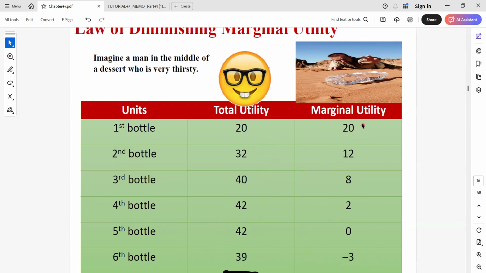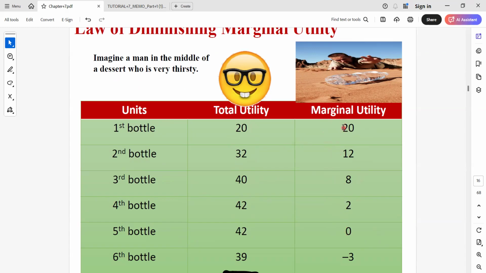And you can see the law of diminishing marginal utility here, because as you're consuming more bottles of water, his marginal utility is what? It's decreasing, right? Meaning that the total utility is increasing, that you see here, but at a decreasing rate, because the extra benefit that he is getting is actually decreasing.